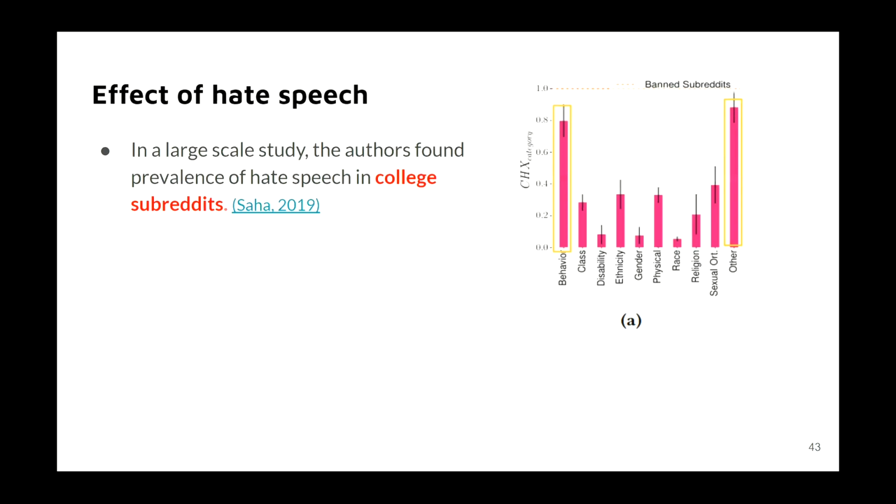Now, one of the vulnerable populations that can be highly affected by hate speech is college goers or students. In this paper, they try to study the amount of hate speech in college subreddits. They found that behavior was one of the important categories of hate speech. Although, if you see the banned subreddits, which were banned in 2015 due to hate speech, they have much less. But there is a significant amount of hate speech which is very concerning.